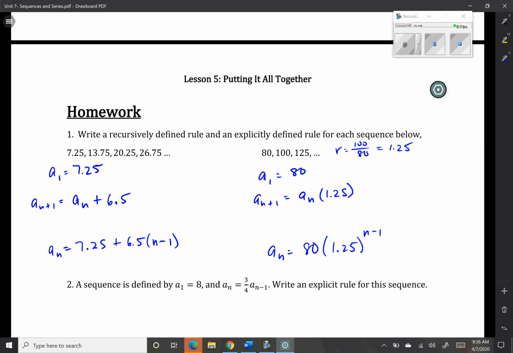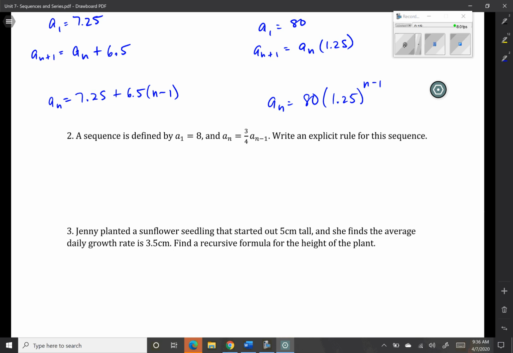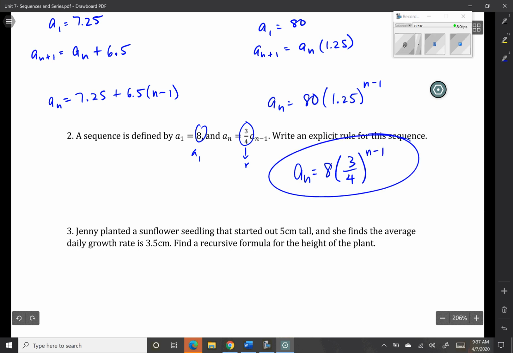Okay, number 2. A sequence is defined by the rule a sub 1 is 8, so the first term is 8. And then a rule there that says any term of the sequence is equal to 3/4 of the previous term. So we know the common ratio. We know the first term. So we can actually write this rule. We can say the explicit rule is the first term times the common ratio to the n minus 1. So even though I didn't know more than just the first term of the sequence, just by knowing the common ratio, I'm able to write that explicit rule.